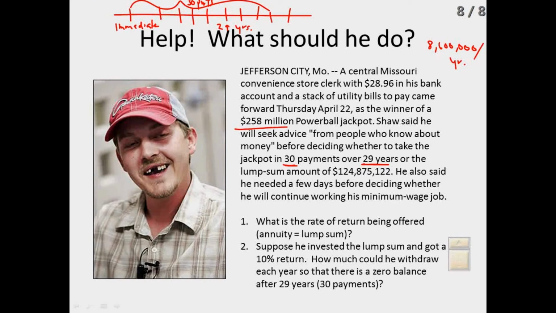How do you know? Why are you saying? How do you know? All right, so take the money now. He may not be around for 30 years. This guy doesn't look like he's taking good care of himself. Okay, that's one answer. What else?